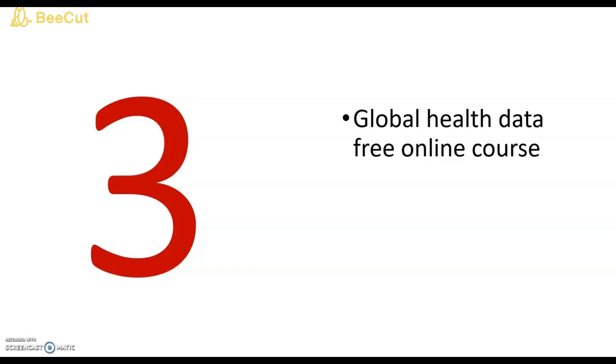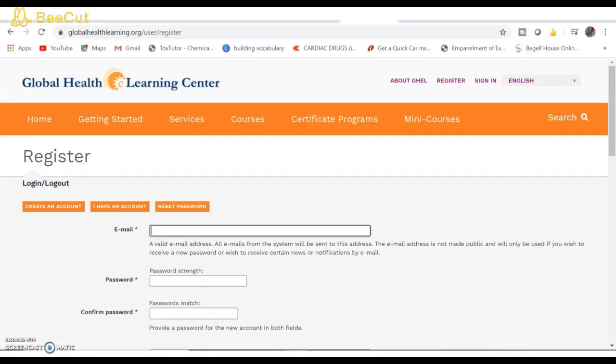Okay, the third one is the Global Health Data free online course. I'm repeating, it is the Global Health Data free online course. So you simply have to type Global Health Data on Google. On clicking the correct URL, you'll get this particular page, Global Health Learning Center.